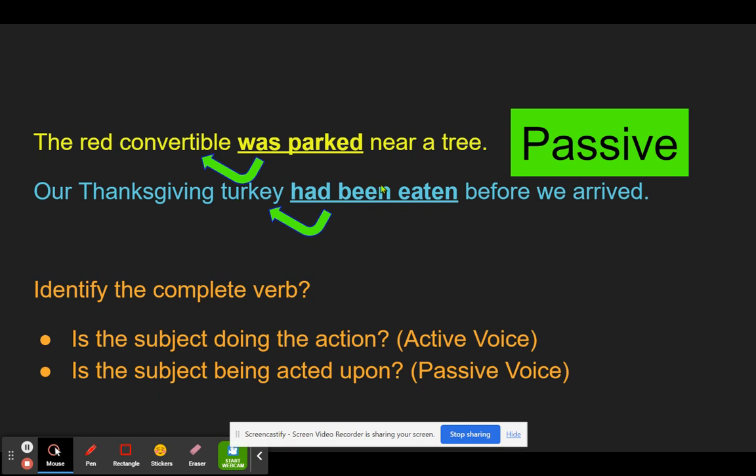Similarly, with the Thanksgiving turkey had been eaten before we arrived. We don't know who ate it. Could have been the dog, could have been Uncle John. So in any case, though, the turkey is receiving the action of that main verb being eaten. It is receiving that action. That makes it a passive voice.